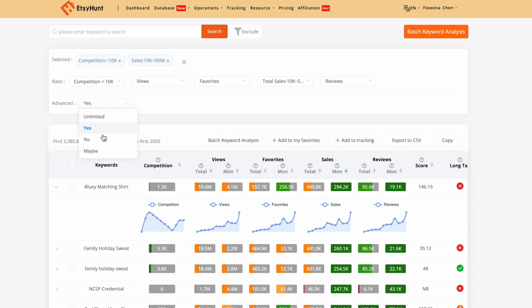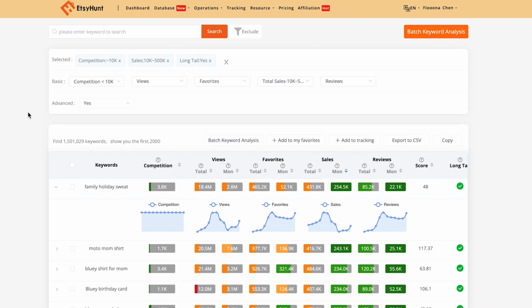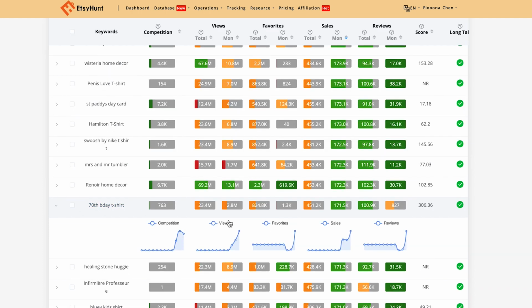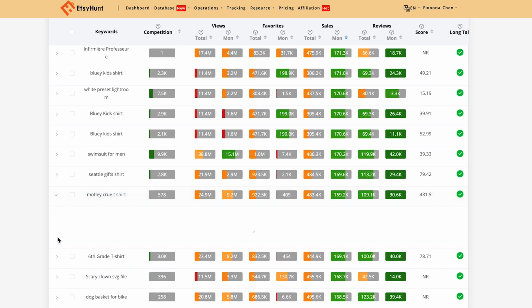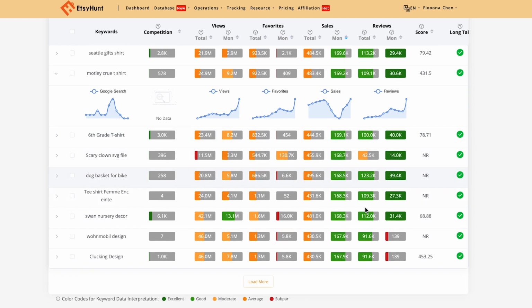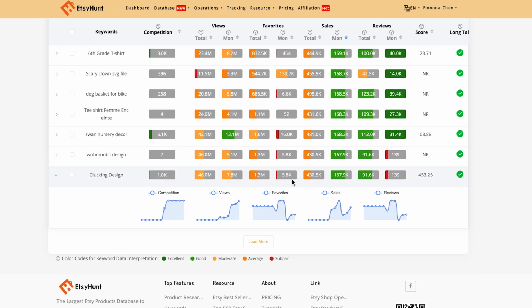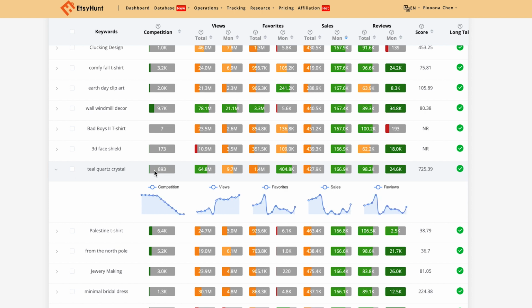I filtered for keywords with competition levels of 0 to 10K, total sales of 10K to 500K, and selected yes for long-tail words. Based on these conditions, I obtained the filtered results. We found keywords like 70th birthday t-shirt, Motley Crue t-shirt, clucking design, teal quartz crystal. These keywords have low competition, high sales, high scores, and all show trends that are likely to continue rising. Regardless of the category of products you sell, you can find suitable and precise long-tail keywords in the keyword database to increase your product exposure.